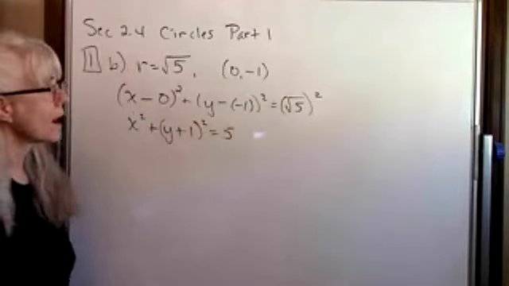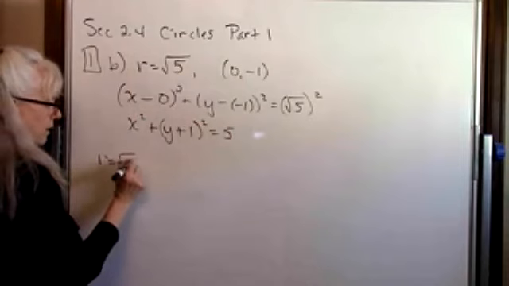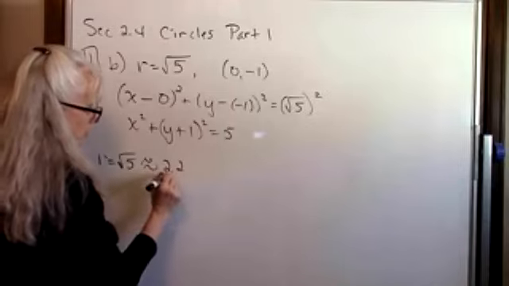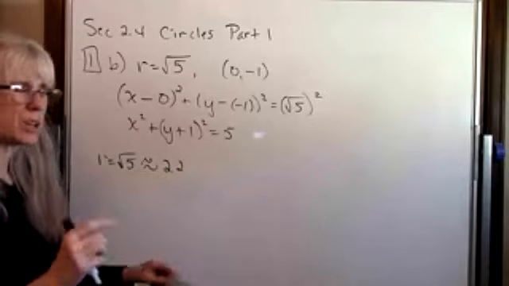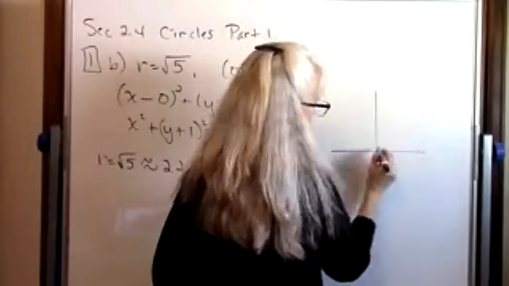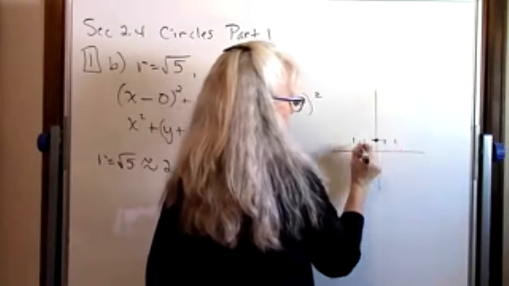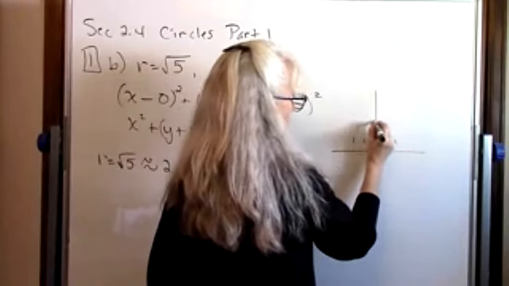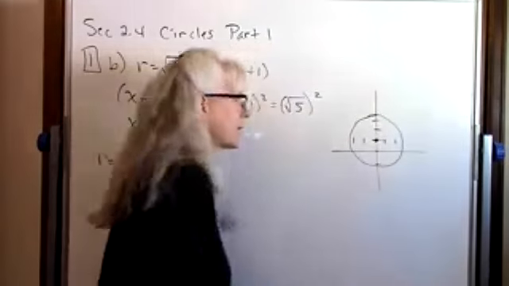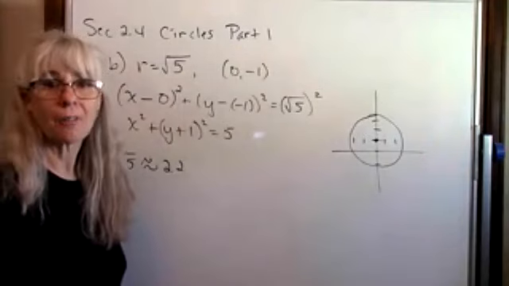We still need to graph it. In order to graph it, I'm going to have to take a little bit of license with the square root of 5 and recognize that it's approximately 2.2, because that's how far out I need to go. So our center is at 0, -1, so it's on the y-axis. And I need to go out a little more than 2 in each direction, a little more than what I've labeled as 2 on the board. And there's our circle.